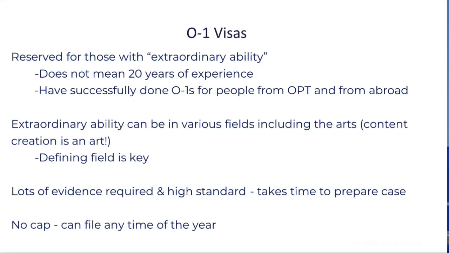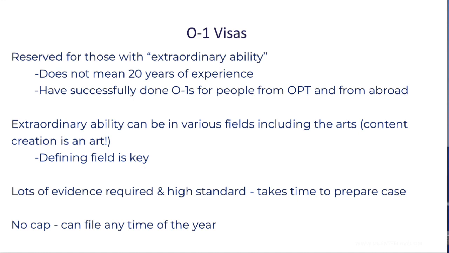Yeah, so the O1 is a pretty nice option. Most people think about the H-1B cap as the big employment-based visa option, but O1 is nice because there's no cap. You can file any time of year. It is reserved for those with extraordinary ability, and I see some questions about what kind of achievements you need for this, and we'll be getting into specifics. But extraordinary ability doesn't mean you need 20 years of experience, especially for content creation. This is a pretty new industry. Yeah, and it can take off pretty quickly. It does take time to build a following, but once it does, you can see pretty rapid growth. Yeah, and it varies, so defining your field is going to be key. There's a lot of evidence involved.